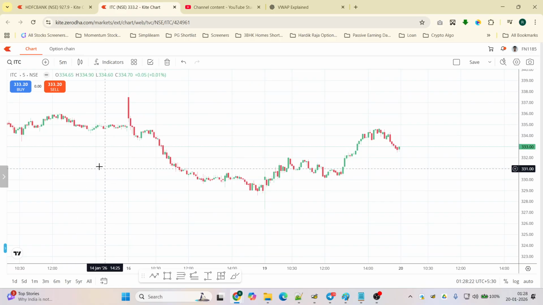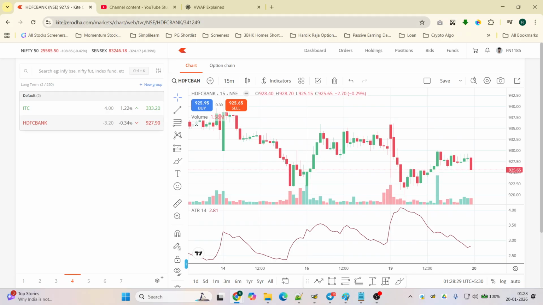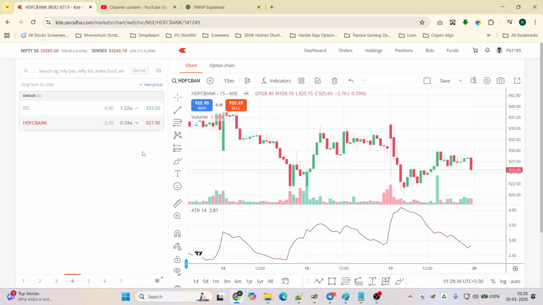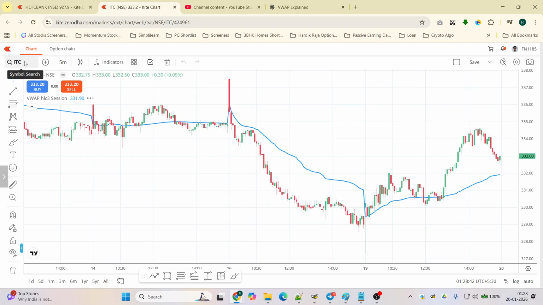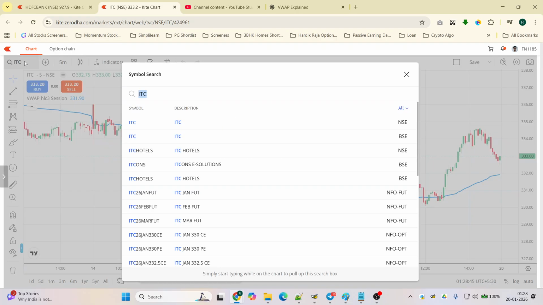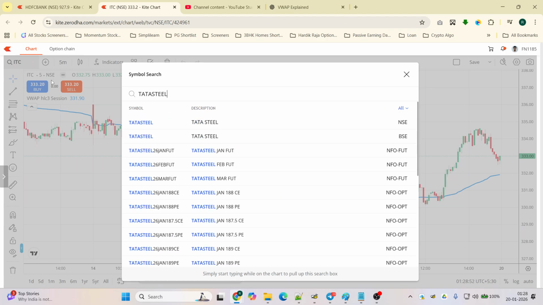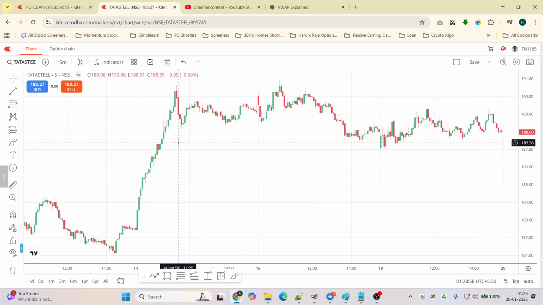While I teach about this, I will also show you how to open the chart. I'm using Zerodha as an example. The process will be more or less the same with other brokers also. I'm just opening this chart here. Again, ITC is not a recommendation, it's just an example. Let us take another example, say Tata Steel. Now the chart looks like this.